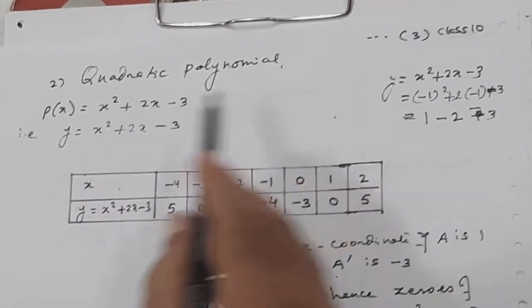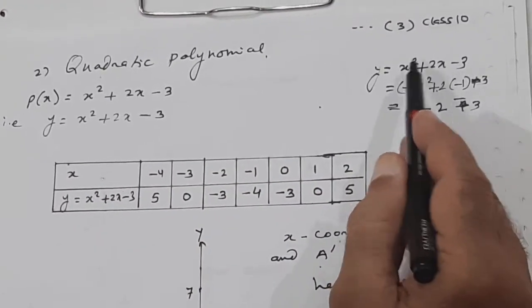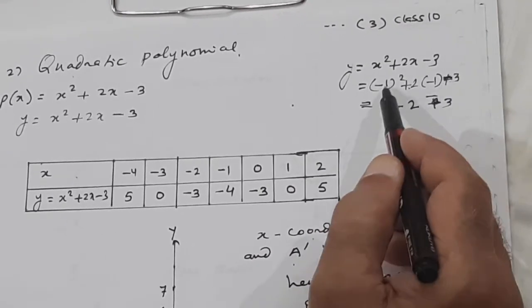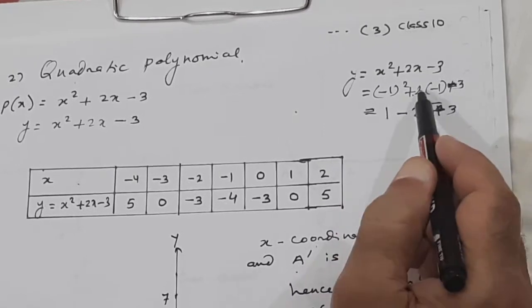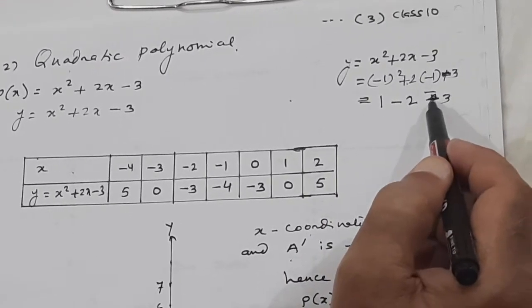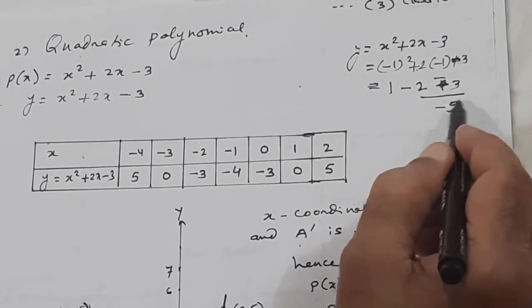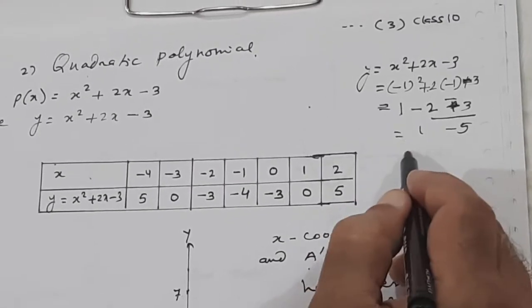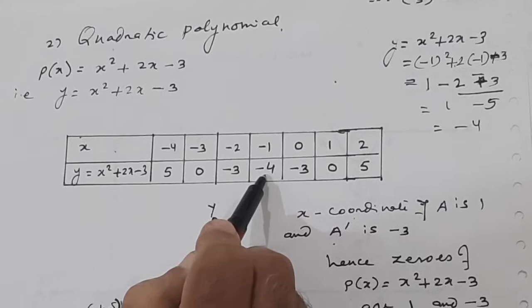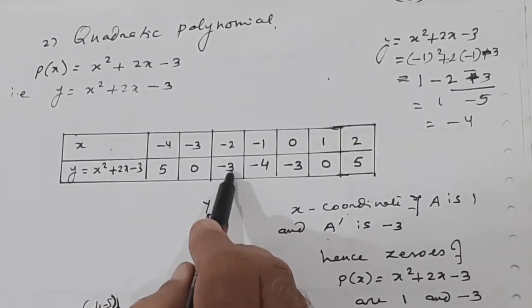Now x is equal to minus 1. So x square becomes minus 1 square plus 2 into minus 1 minus 3. Minus 1 square is 1, 2 into minus 1 is minus 2, and minus 3. This is minus 3. So 1 minus 2 and minus 3 is minus 5, and 1 minus 5 is equal to minus 4. So what is the value of y? Minus 4. Similarly, take x is equal to minus 2, you will get y value minus 3.